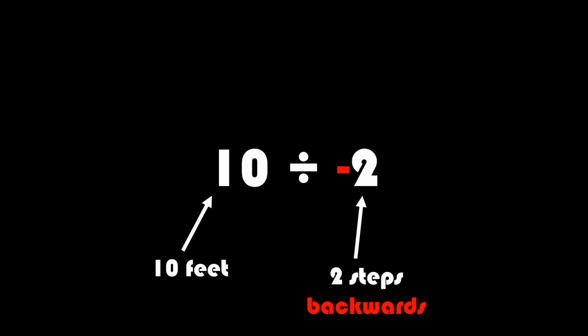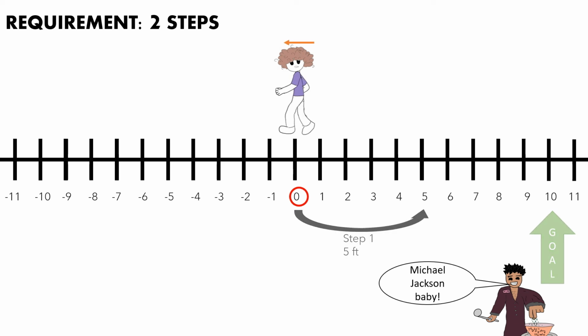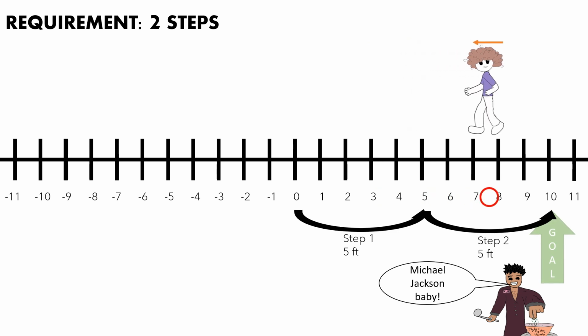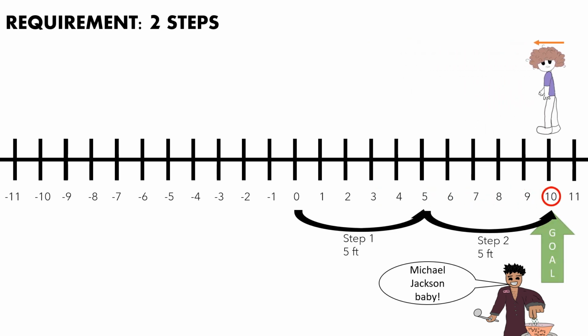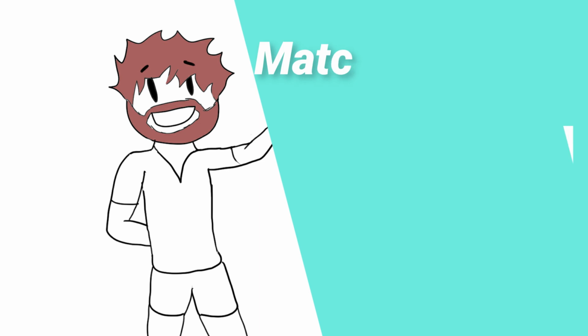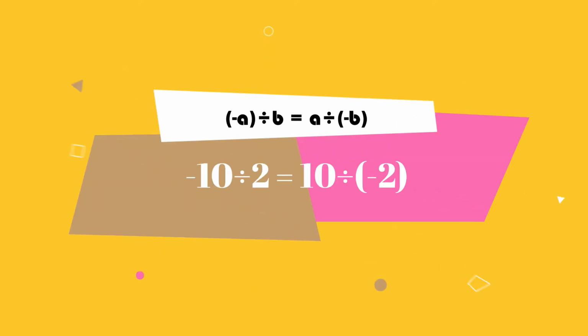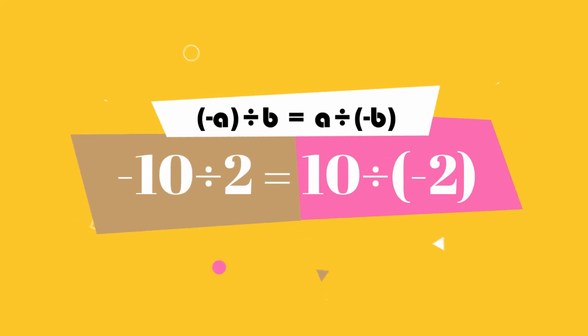We see this matches with the fact that a negative number divided by a positive is negative. If there's a negative sign on the second number, this means that Leonard has to walk backwards. For example, 10 divided by negative 2 means that Leonard needs to get from 0 to 10 by taking 2 steps backwards. This means that Leonard must face the negative direction so that when he steps backwards, he moves in the positive direction. The length of one of his steps is 5. We put a negative sign in front of the 5 because he has to face the negative direction. So 10 divided by negative 2 is negative 5. We see this matches the fact that a positive divided by a negative is negative. We also see that negative 10 divided by 2 and 10 divided by negative 2 equal negative 5, so it follows the property that we learned earlier.